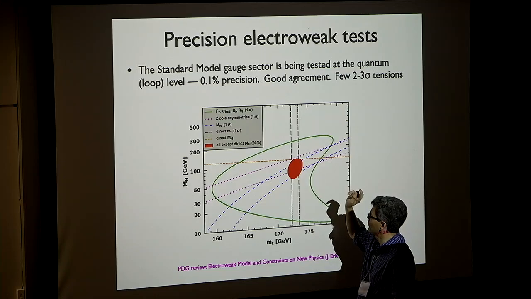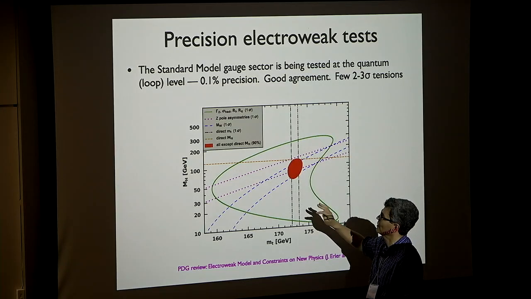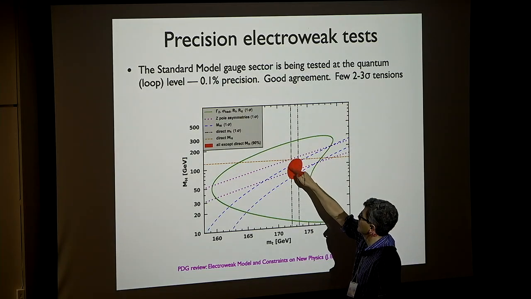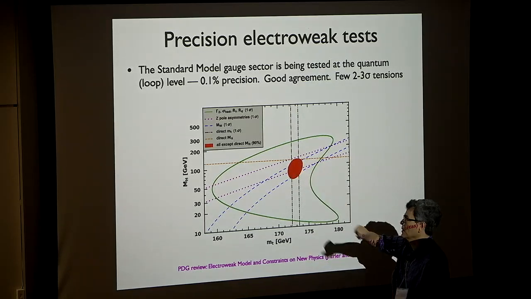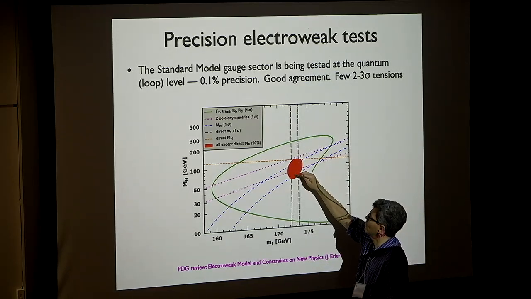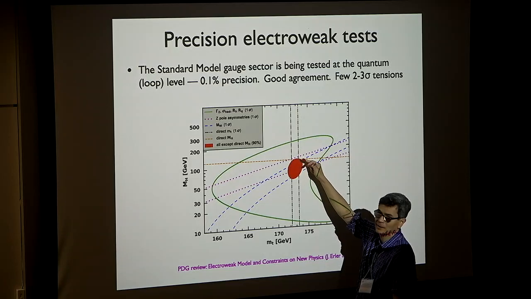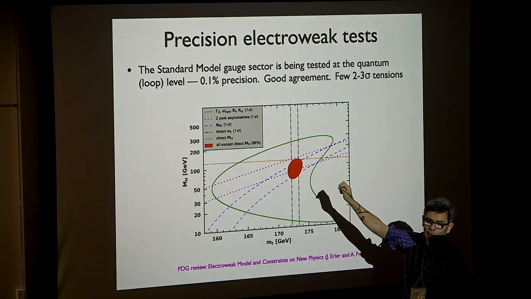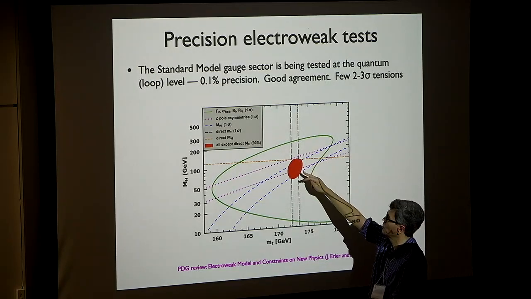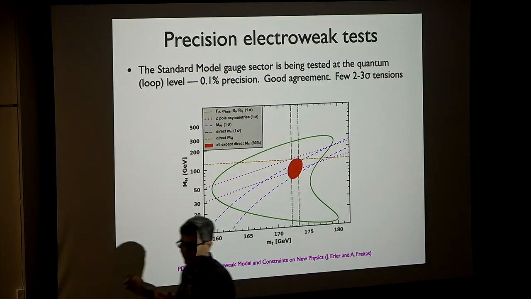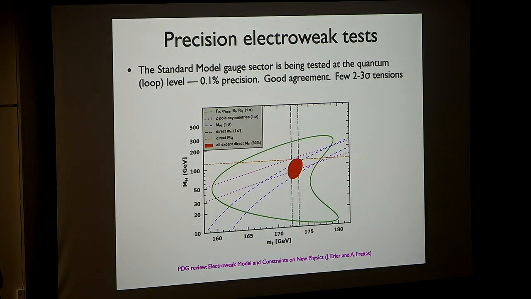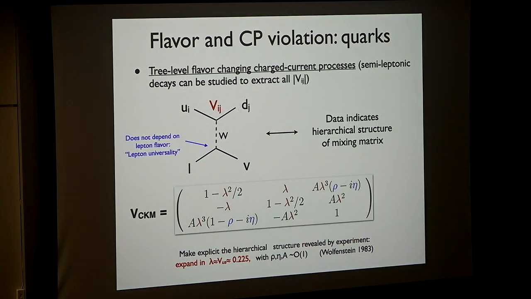Before the Higgs discovery, the standard model precision tests were pointing to this region here. Sure enough, the Higgs came a little bit on the edge, but basically you had a pretty good idea of where the Higgs would be if the standard model is the correct theory. And this is one example of the power of these indirect probes.